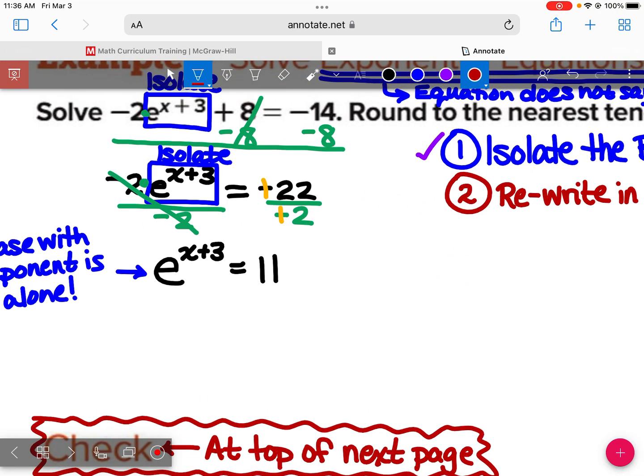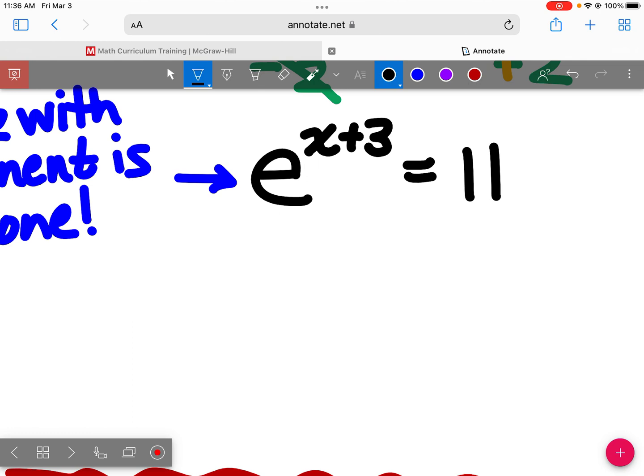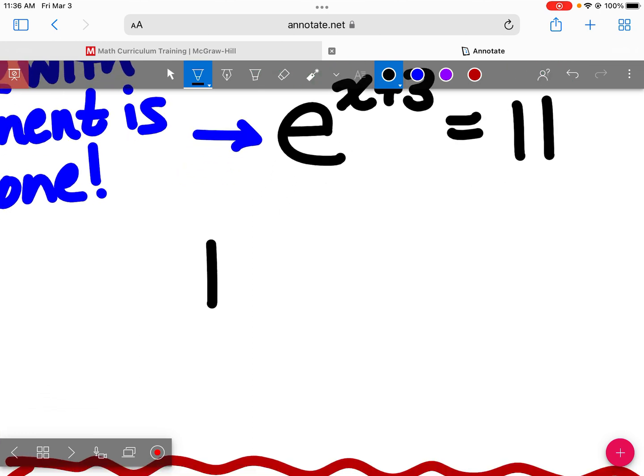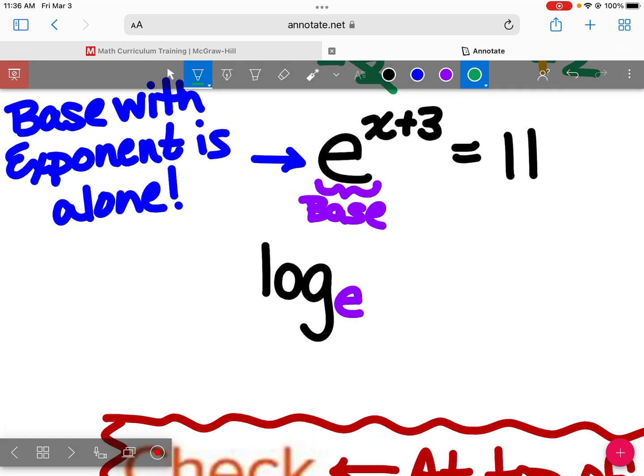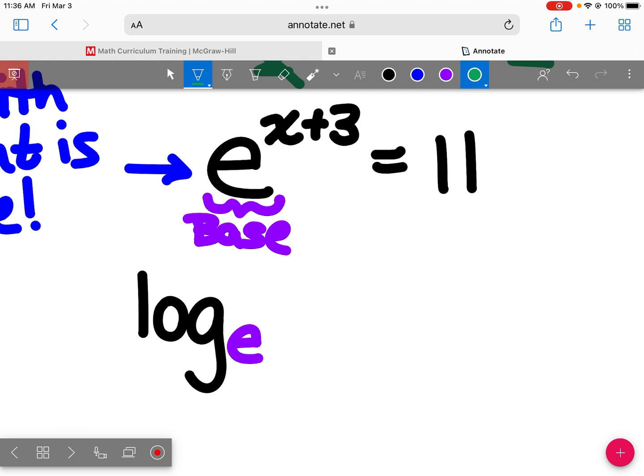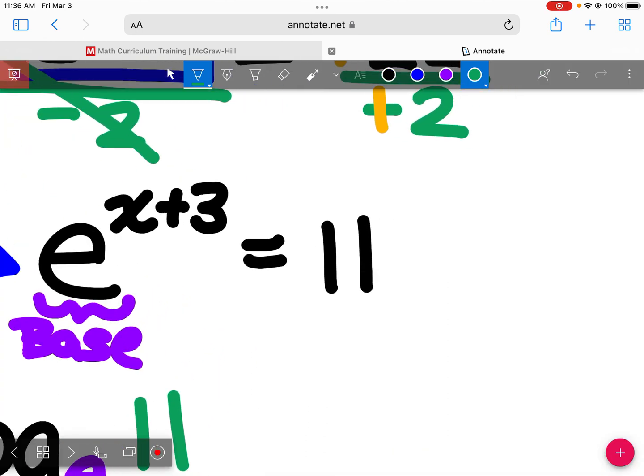If I'm going to rewrite this in log form, what does it have to start with? Log. L-O-G. What would come after the G? The base. What is my base here? E. Here's my base. So it's log base e, little e. What would come after the little e? X plus 3 or 11? Which one is it? 11. Why? Because it's the argument.